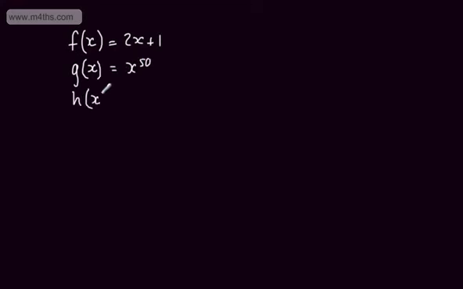If we take one function of x, let's say that's f of x, and f of x was a linear function, 2x plus 1, and we had another function of x, let's say g of x, and g of x was x to the power 50, and then we had a third function, and we could call that h, and this was e to the x. We could look at building a range of different functions.